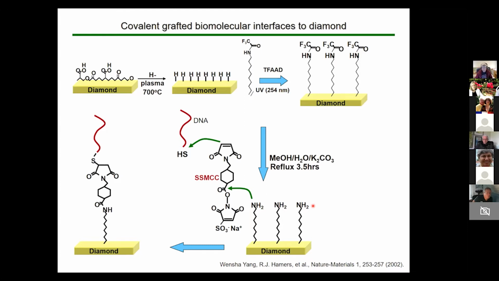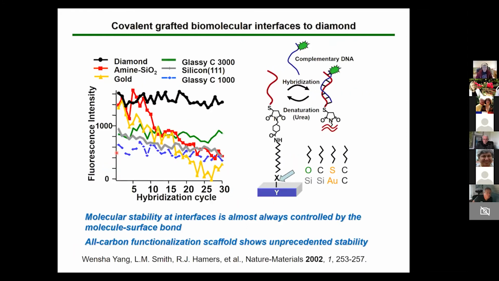And as any chemist knows, once you have a primary amine, you have a route to almost anything. Okay, so we did this experiment and we found that we could graft this molecule with TFAD, and then we use what is really standard chemistry in the biochemistry community to link single-stranded DNA and make DNA-modified diamond surfaces.